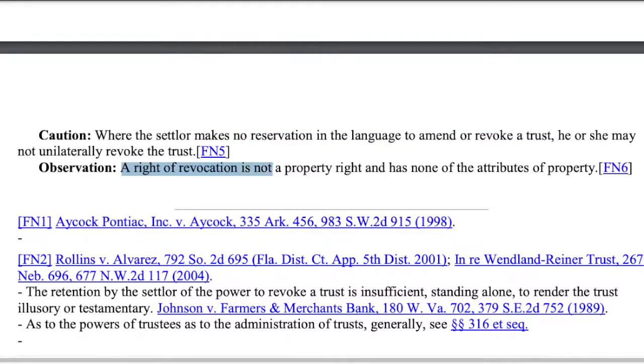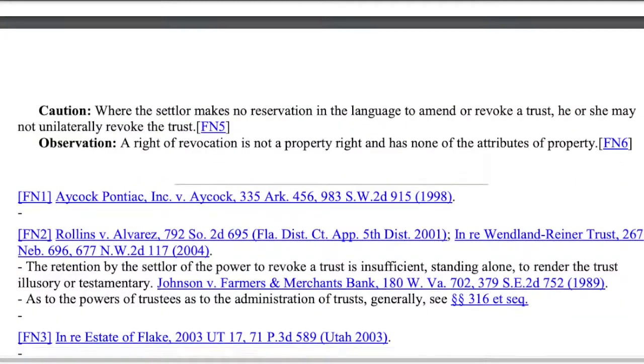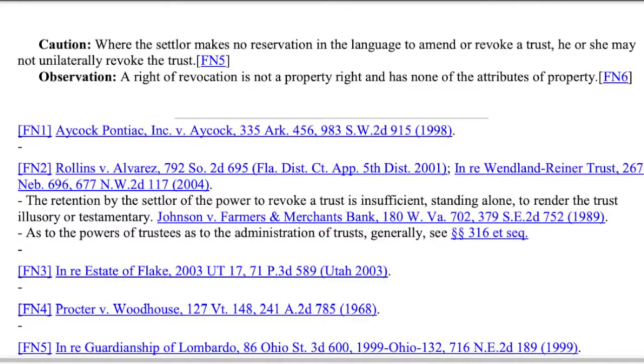So here's our observation. The right to revocation is not a property right. It has none of the attributes of property. So it has to be in the language of your trust, it seems to me. That helps clarify what we were talking about. Yeah, you could alter it, but that's getting into another aspect. We're just at the level of creation of a trust: if you have language in that creation that the settlor has the right to revoke it unilaterally, then it is reserved. Otherwise, it may not be. The revocation is not considered a property right. It has to be explicitly added.